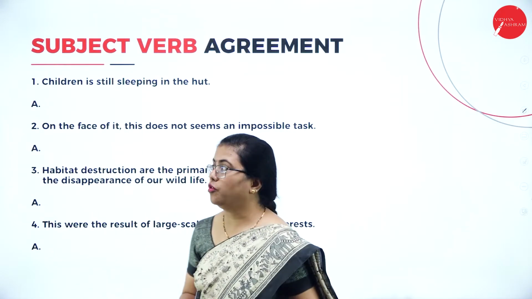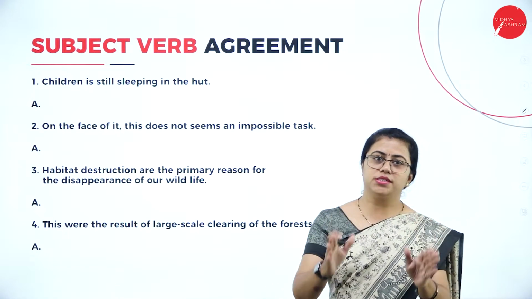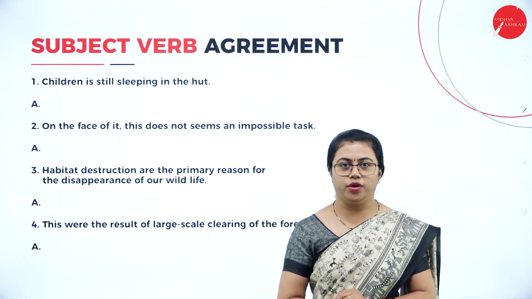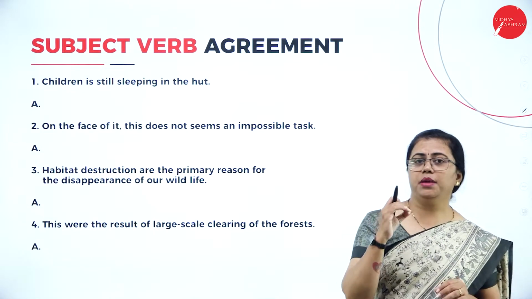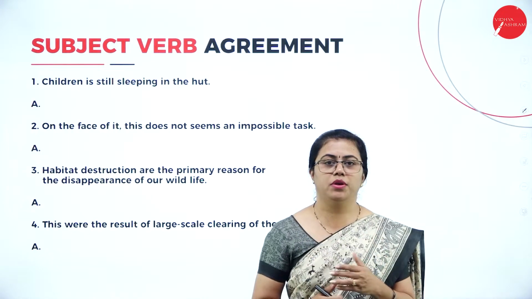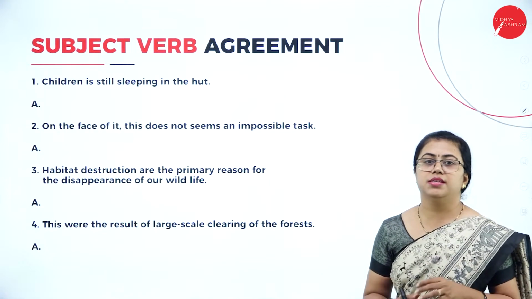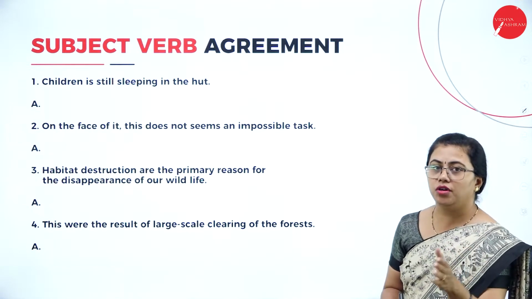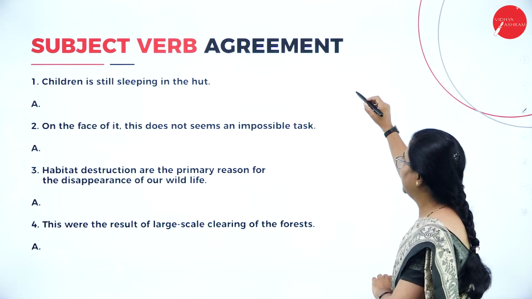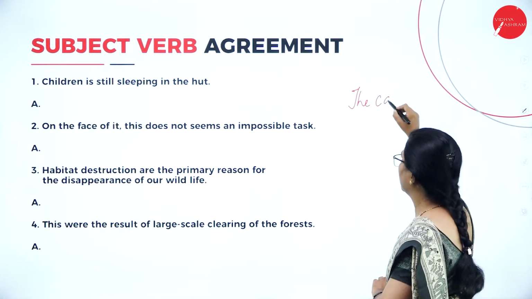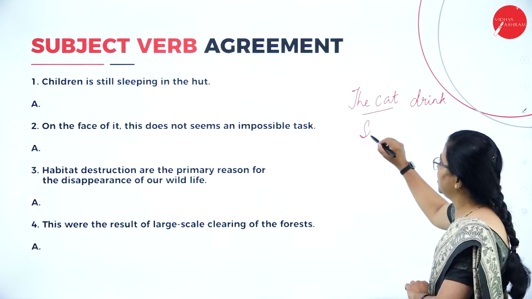Okay, so let us now move on to the next part, that is subject verb agreement. This is where the most number of mistakes happen. If you learn subject verb agreement properly, then almost 80% of the mistakes in your English will be reduced. Let me tell you what subject verb agreement is. Suppose the subject is singular, then the verb that has to be used also should be singular. Suppose I say the cat, then I can't say drink. Subject is singular.